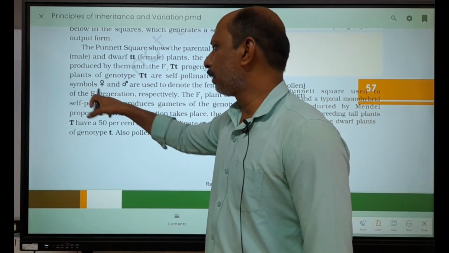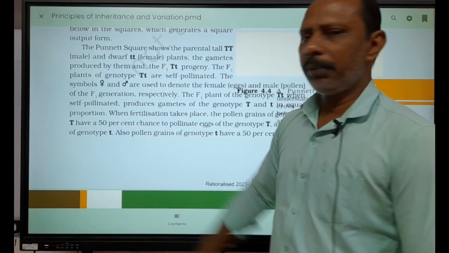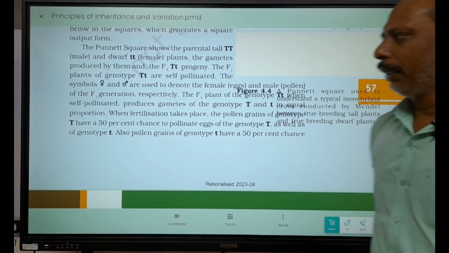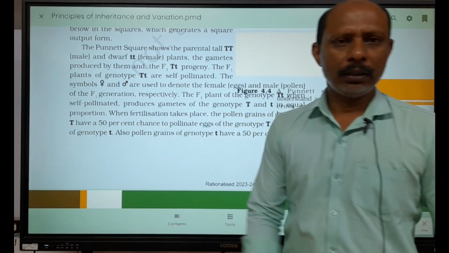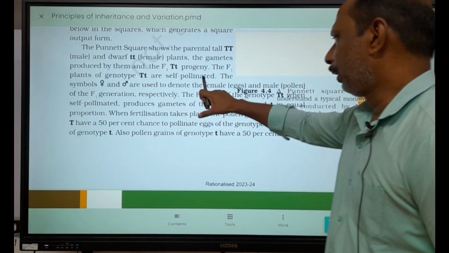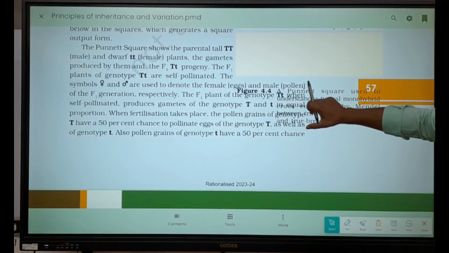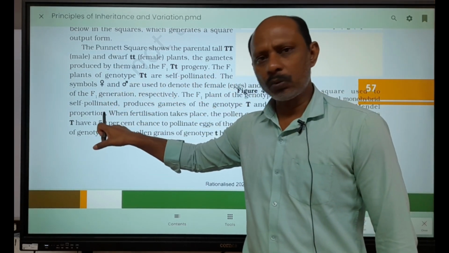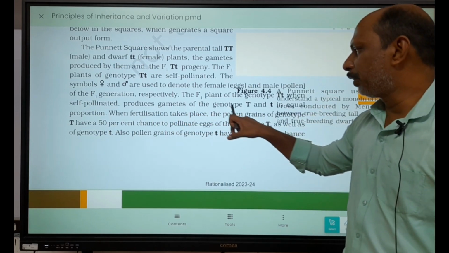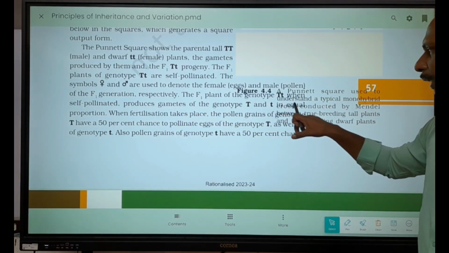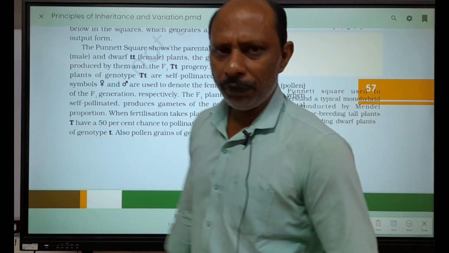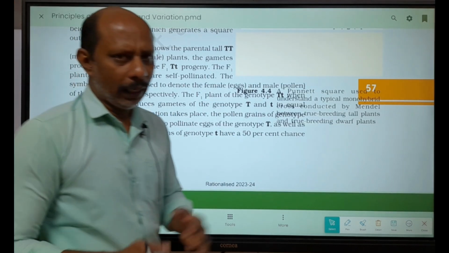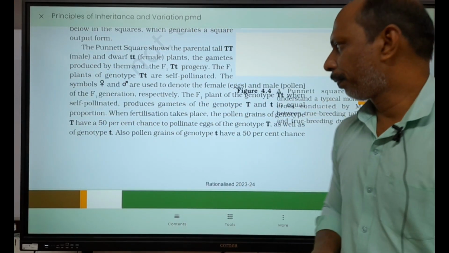This is the female symbol, you know very well, and this is the male symbol. They are used to denote the female X and the male pollen of the F1 generation respectively. The F1 plant of the genotype capital T, small t, when self-pollinated, produces gametes of the genotype capital T and small t in equal proportion. 50% of gametes contain capital T, and 50% contain small t.